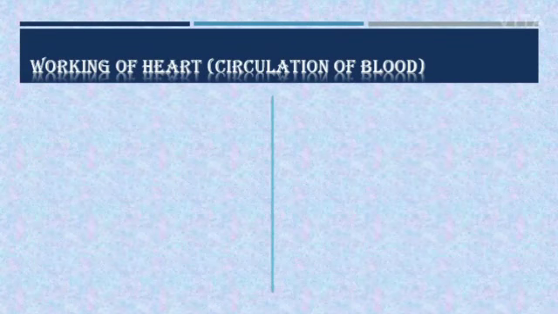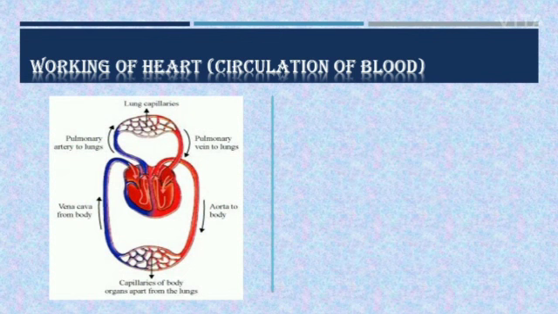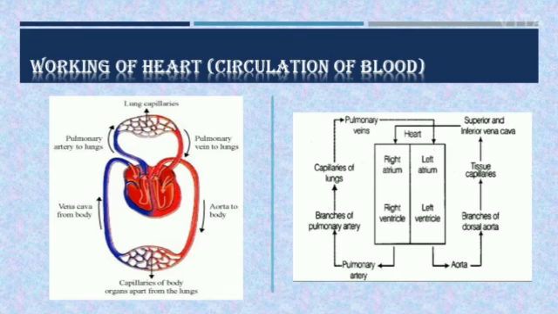Now, we will see how the heart circulates the blood in different parts of the body with the help of a diagram. Here we can see the pulmonary vein carrying oxygen-rich blood to the heart and then the aorta takes oxygen-rich blood to different parts. And the vena cava brings deoxygenated blood to the heart and then the pulmonary artery carries deoxygenated blood to the lungs. Here is also the flow chart of the same.